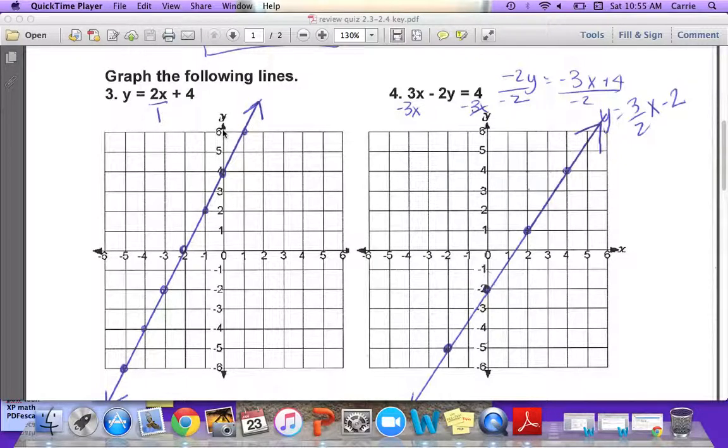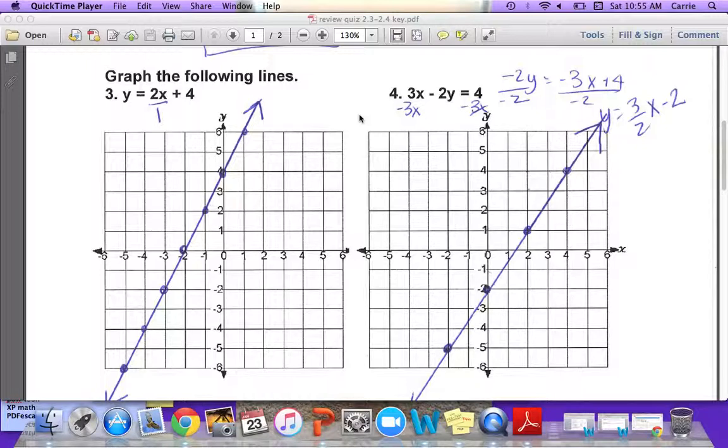So we go up 2 over 1, or to get a positive slope going down and to the left, we have 2 negatives. So we can go down 2, left 1, down 2, left 1, down 2, left 1, until we have points all the way through our graph.